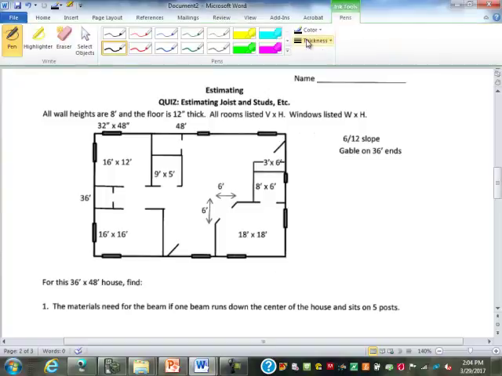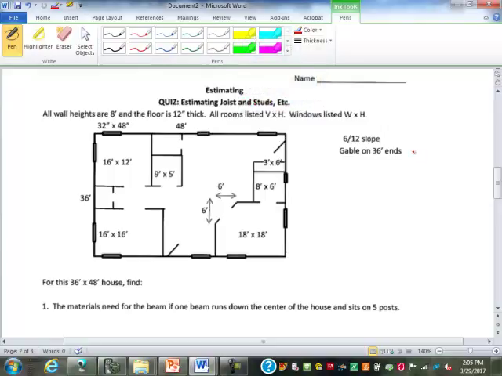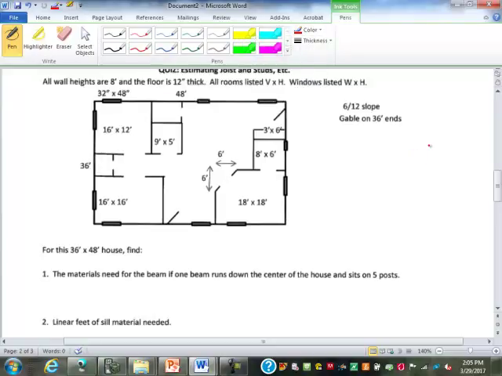So looking at this not quite so simple floor plan. This is actually an assignment that we have used for the estimating class for the architectural design program. So I want to start off here with: find the materials needed for a beam if the beam runs down the center of the house. So we're looking at the beam running right down the center here.